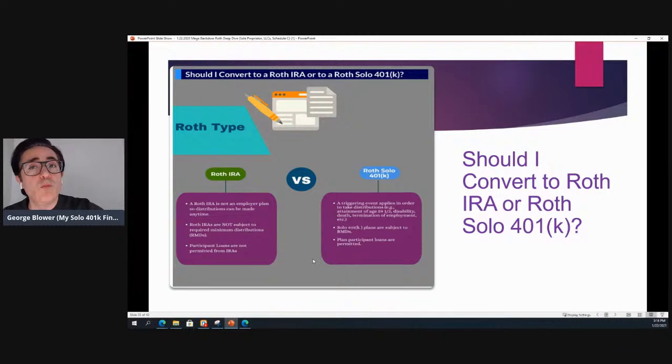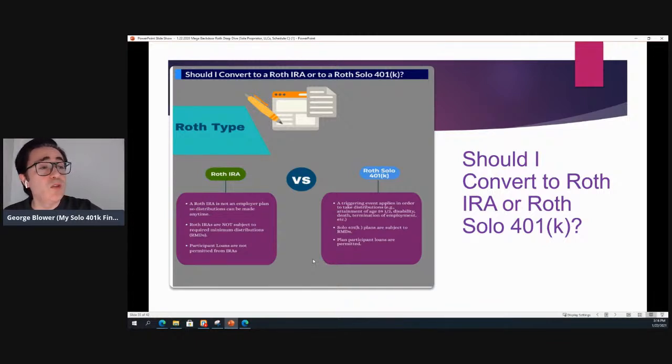So what some people do is they have a Roth Solo 401k. Before they hit the required minimum distribution age of 72, they move the money over to their Roth IRA before the end of the year. So they zero out that account, so there's no RMD that applies. Lastly, plan participant loans are permitted. So you can always take a loan from a Roth Solo 401k. You can't take a loan from any type of Roth IRA.